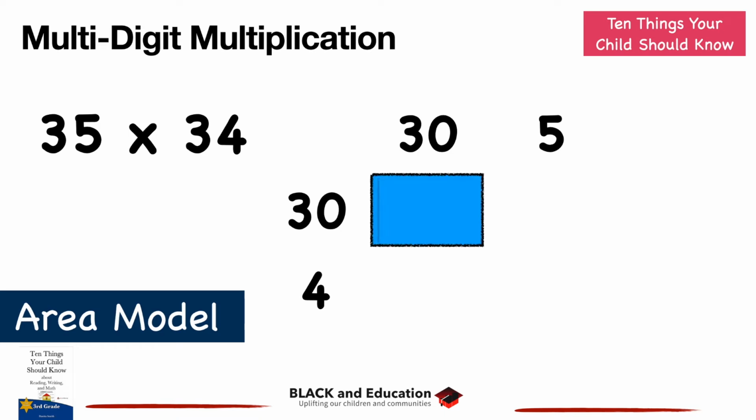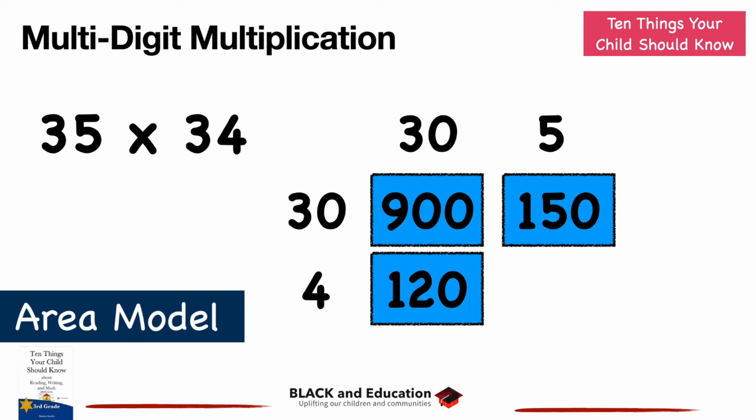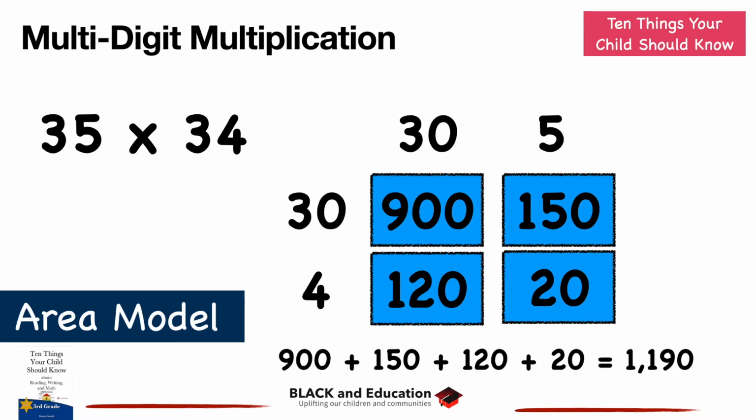So first I'll take the 30 times 30 and I'll multiply that together, and I'm going to get 900. Then I'll take the 30 and I'll multiply it times a 5, and that's going to give me 150. Then I'll take my 4 on the bottom and I multiply it by the 30 on top, and that's going to give me 120. Then I'll take my 4 on the bottom and I multiply it by 5, and that's going to give me 20. So when I add these all together, 900 plus 150 plus 120 plus 20, that's going to give me 1190. That's going to be the answer.